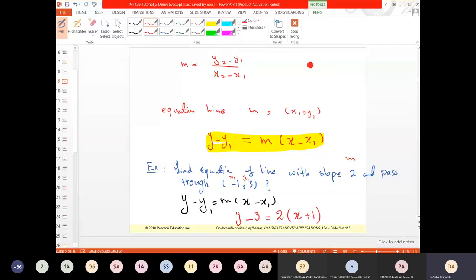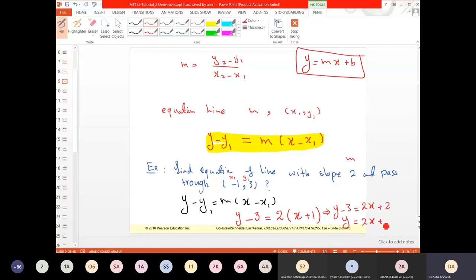For the equation of the line we always prefer to write it in the standard form, like y = mx + b. So we make this into the standard form by multiplying out the bracket. So we will have y minus 3 equal to 2x plus 2. So we will get y equal to 2x plus 5.